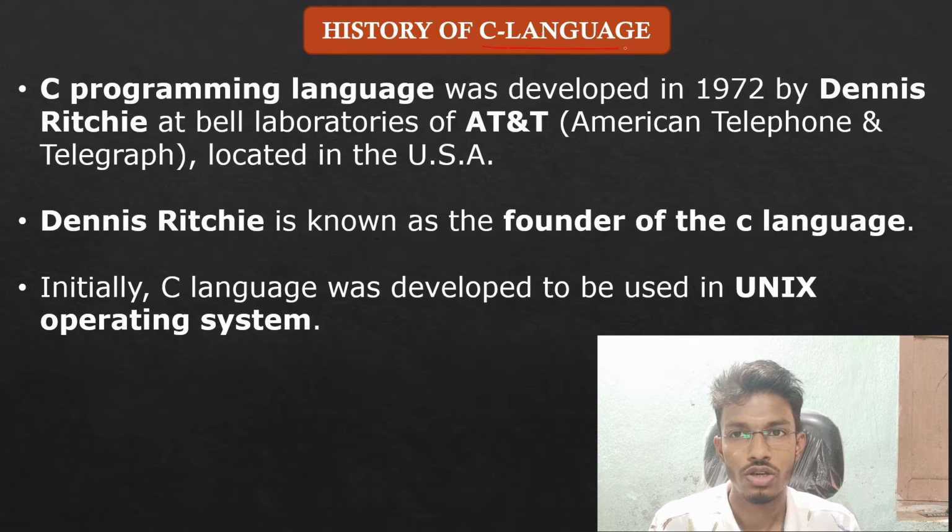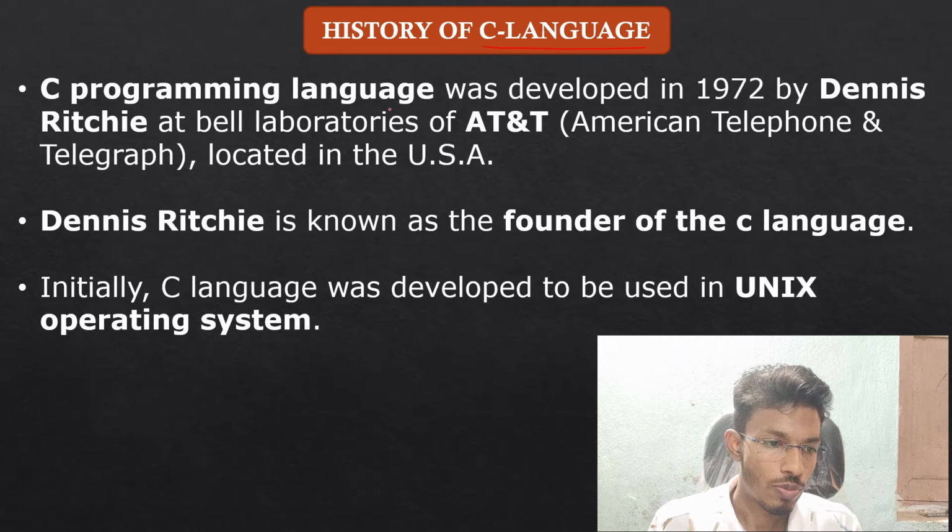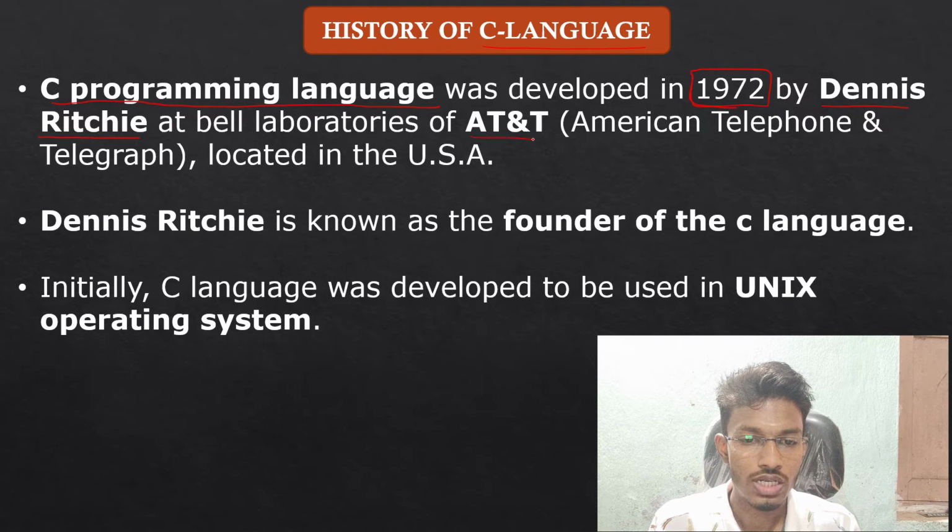What is the history of the C language? This is important. The C programming language was developed in 1972. Remember this year, it is very important. In 1972, the C programming language was developed by the famous computer scientist Dennis Ritchie at the Bell Laboratories of AT&T, which we call American Telephone and Telegraph, located in the USA.